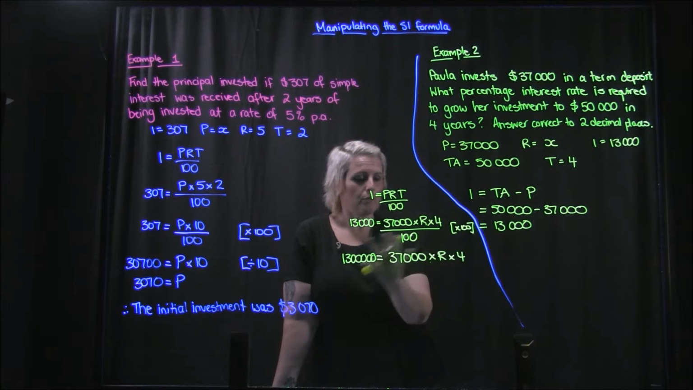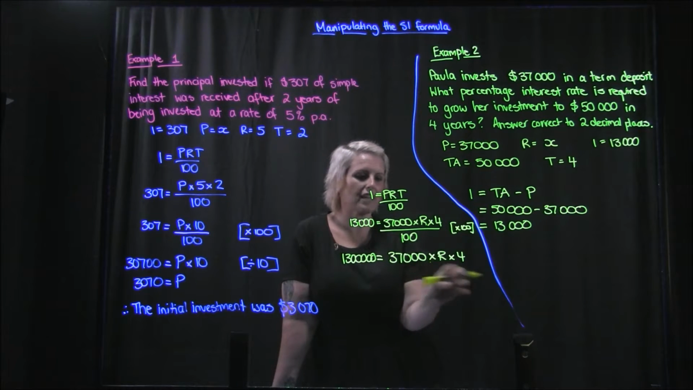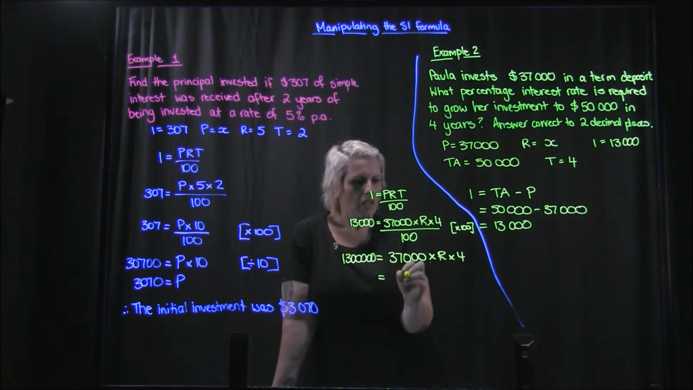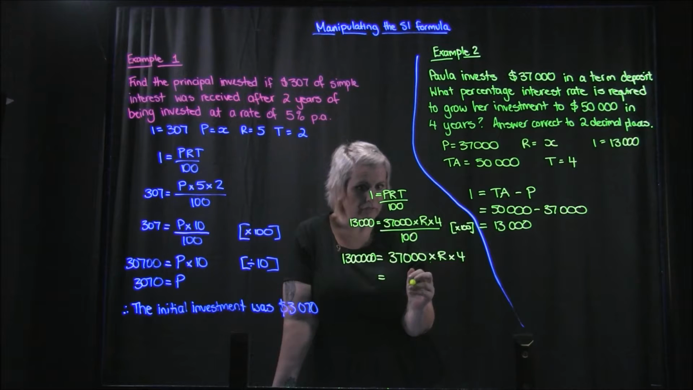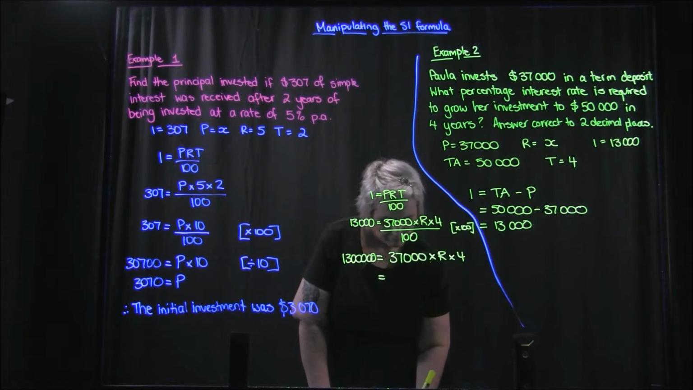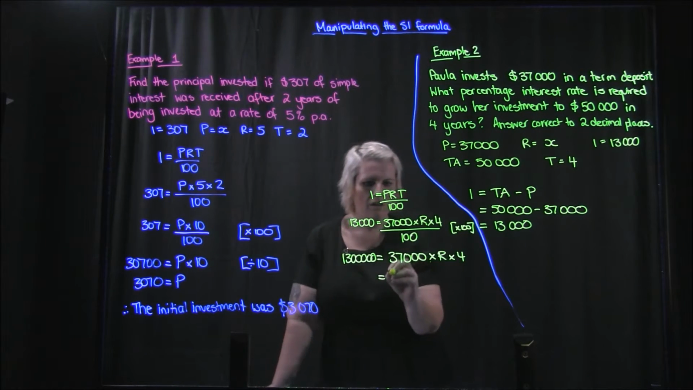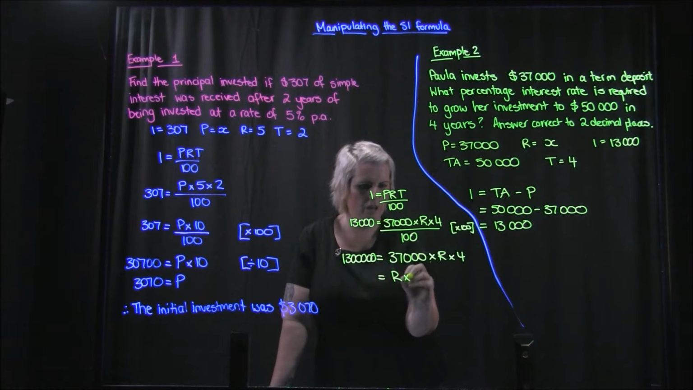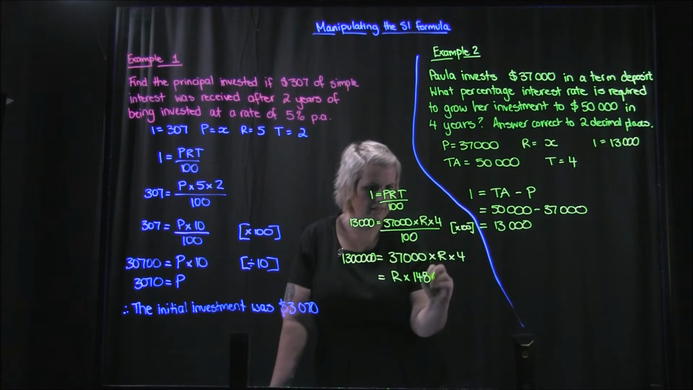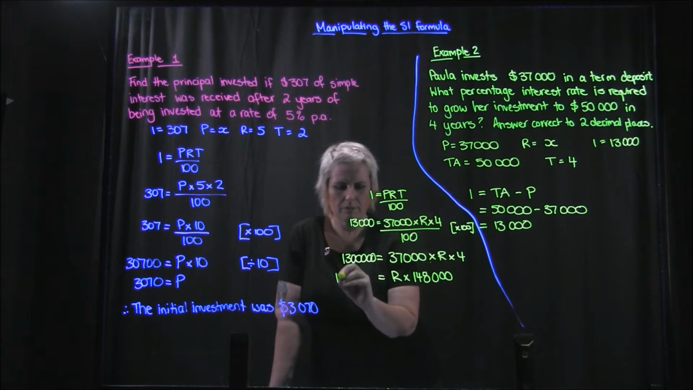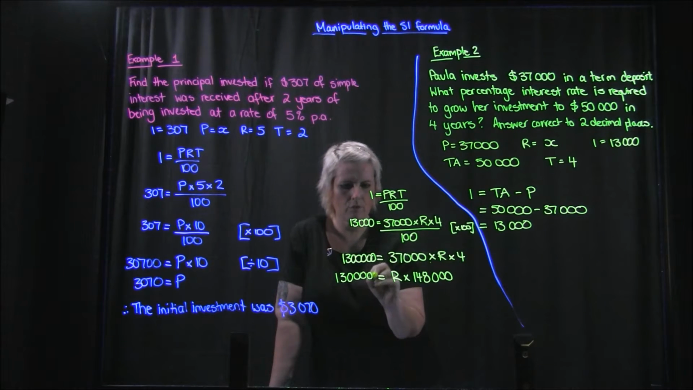Now I need to start working with this stuff to get rid of these two. So basically 37,000 and 4, I can multiply those two together. I probably should have actually done that. Give me 1 second. Okay, so this ends up being R times 148,000. This one's still 1, 2, 3, 4, 5.